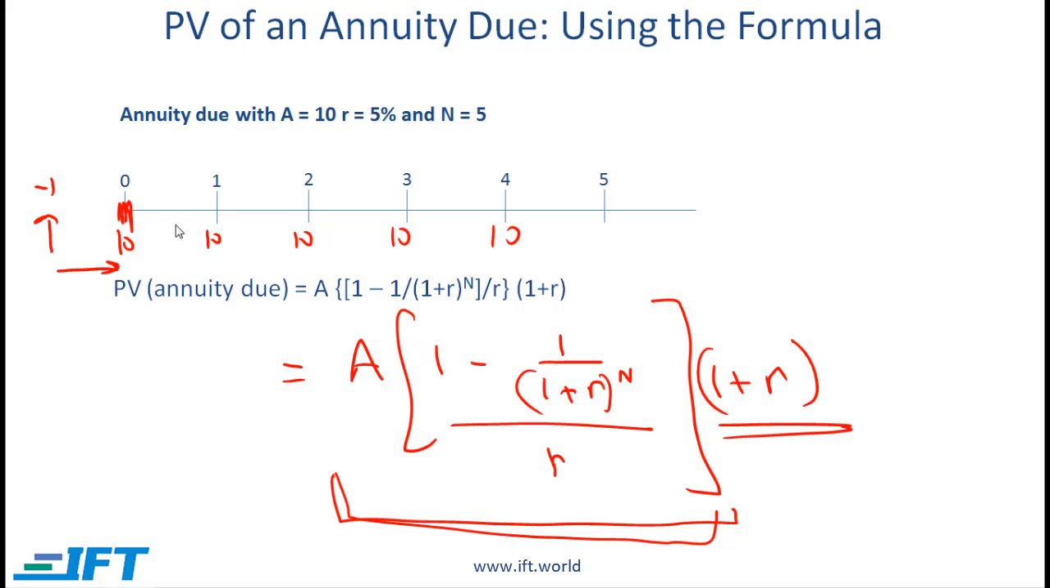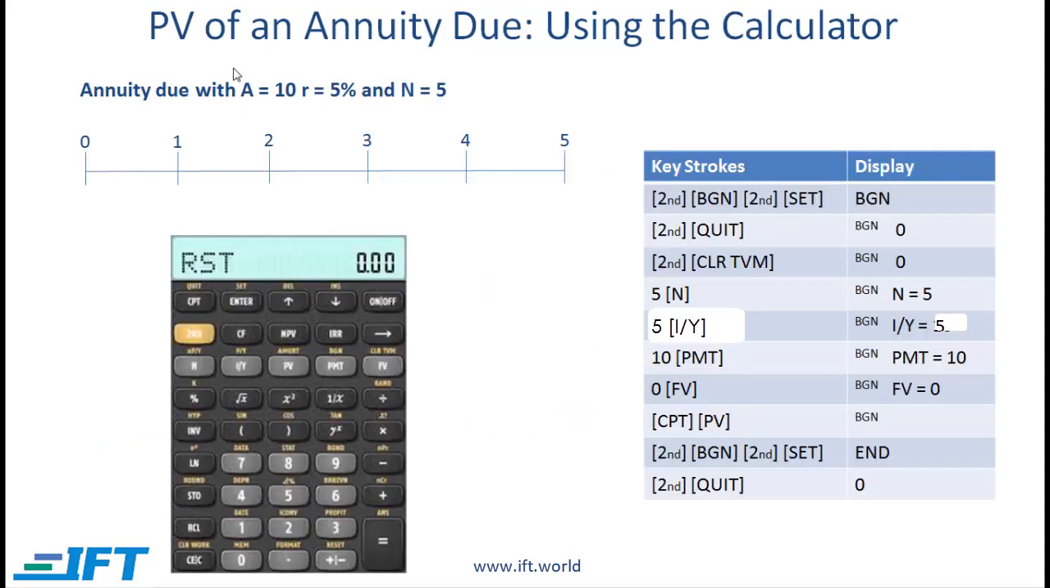So again, you can simply plug in the numbers. A is 10, r is 0.05, n is 5, and again 0.05 and 0.05. You can plug in these numbers and get the answer for the present value of the annuity. And the answer that you should get is 45.46.